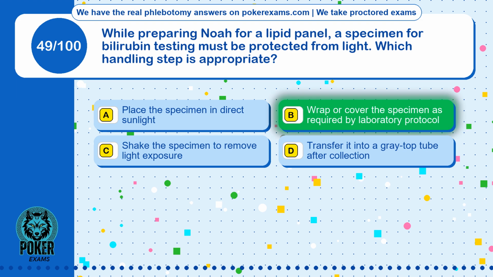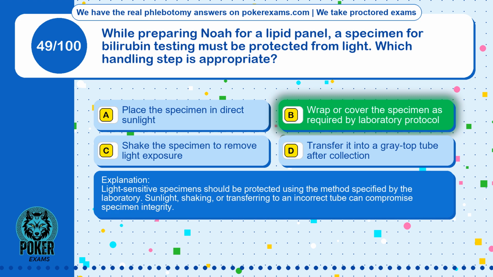The correct answer is option B. Wrap or cover the specimen as required by laboratory protocol. Light-sensitive specimens should be protected using the method specified by the laboratory. Sunlight, shaking, or transferring to an incorrect tube can compromise specimen integrity.